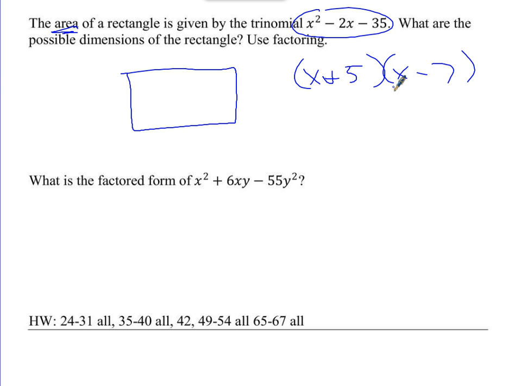Which of these dimensions is longer? This one is. Because if x is just any number, I'm adding some stuff to x here, but I'm taking some stuff away from x here, which makes this number as a whole bigger than this number. So if I was labeling the dimensions on this figure, where would I put the x plus 5? On the bottom. That's like the length, and then the width would be x minus 7.